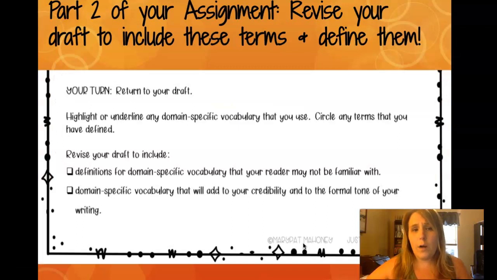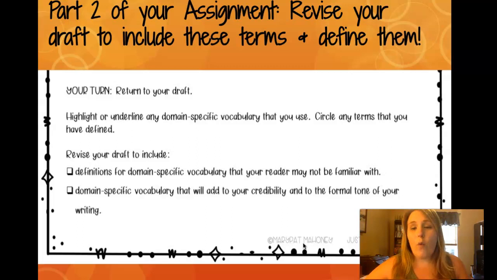So here is part 2 of your assignment. You're going to return to your draft again. Now this says to highlight or underline or circle. We're not requiring you to do that. However, we are requiring you to at least have 1 domain-specific word that connects to your topic, and then define it within your paper, maybe in the introduction, maybe at the beginning of your body paragraph, so that you're clarifying for your reader and creating that cohesion that we've talked about in this lesson.